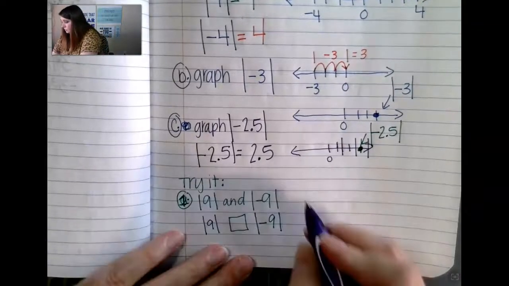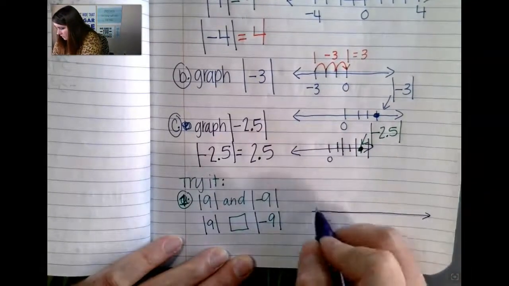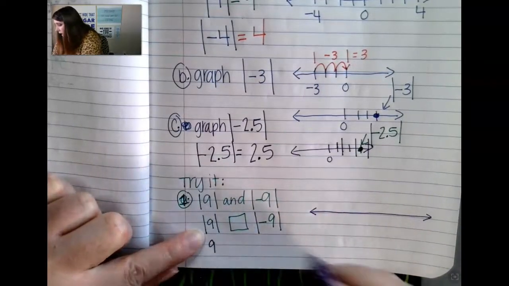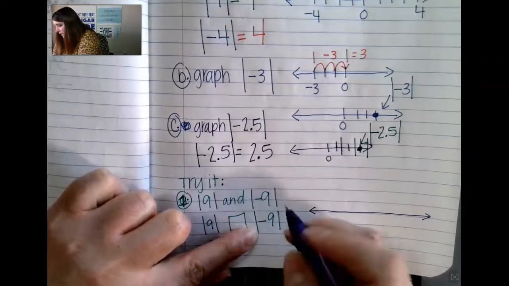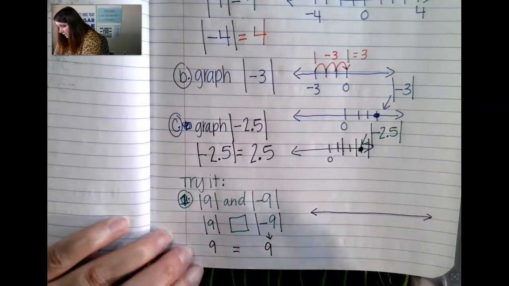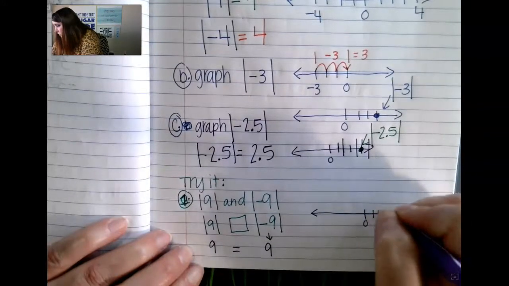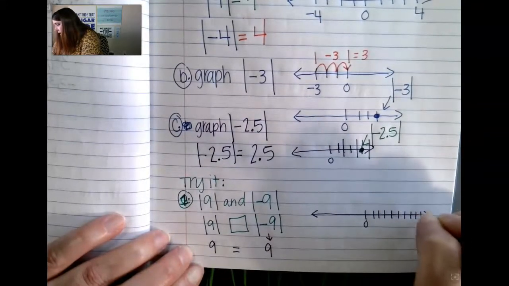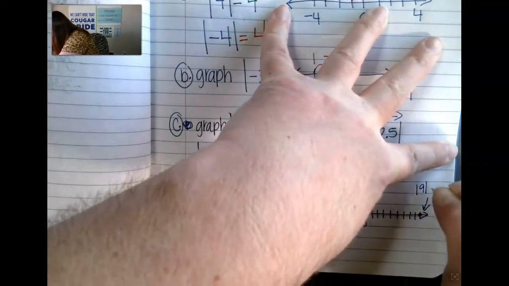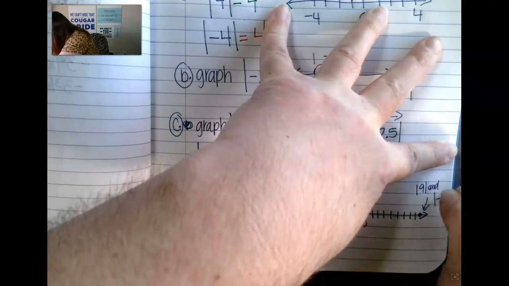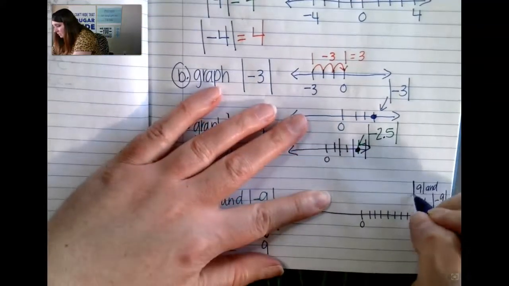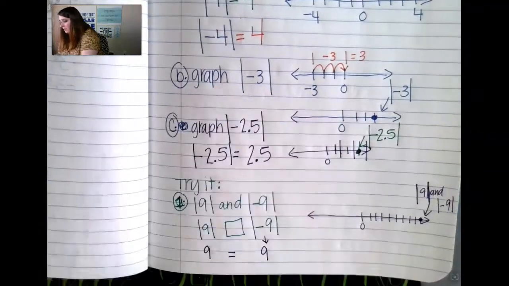All right, ready? So I'm gonna draw my number line. I know that the absolute value of 9 is 9. I know the absolute value of negative 9 is 9. And 9 is equal to 9. So I'm going to graph this: 1, 2, 3, 4, 5, 6, 7, 8, 9. And both of them are right here. This is not only the absolute value of 9, but it's also the absolute value of negative 9. Let me make this a little bigger. There we go.